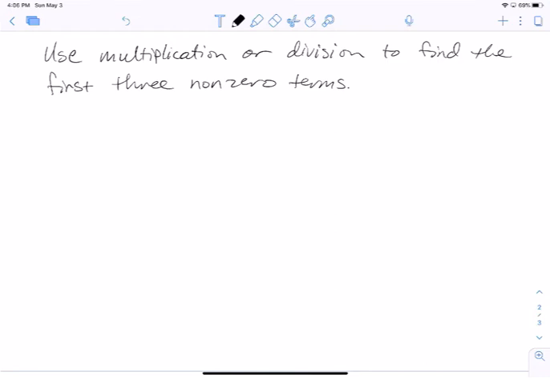Use multiplication or division to find the first three non-zero terms of the function y equals e to the x times the natural log of 1 plus x.